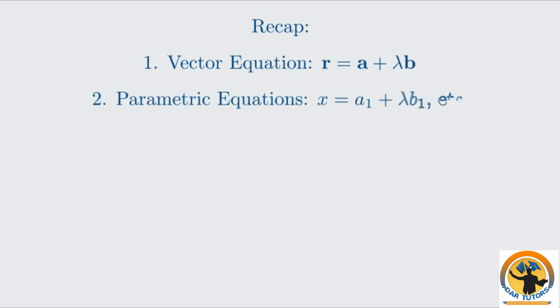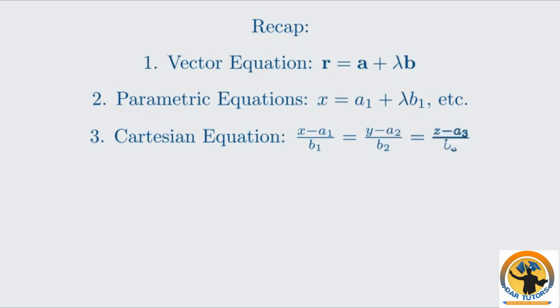Let's quickly recap what we've covered. We've learned how to represent a line in space using 3 different forms: the vector equation, the parametric equations, and the Cartesian equation. We saw that the vector equation R equals A plus lambda B is the foundation, from which we can derive the parametric and Cartesian forms. We also learned how to find the angle between two lines using the dot product of their direction vectors.